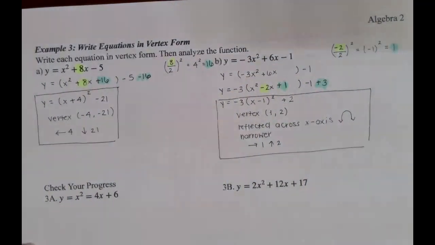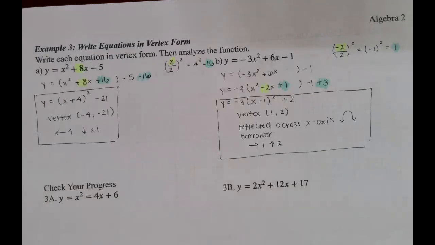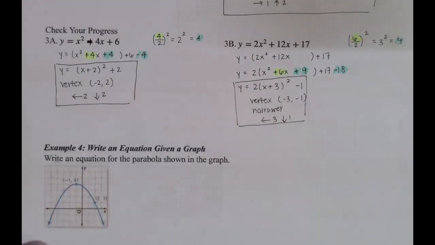Okay, so why don't you try check your progress 3a and 3b, and then once you're done, come check your answer. Okay, for 3a, you should have gotten y equals the quantity of x plus 2 squared plus 2. Compared to the parent function, the shape is the same. It's still facing upwards. However, since the vertex is now at negative 2, 2, it moved to the left 2 and down 2.